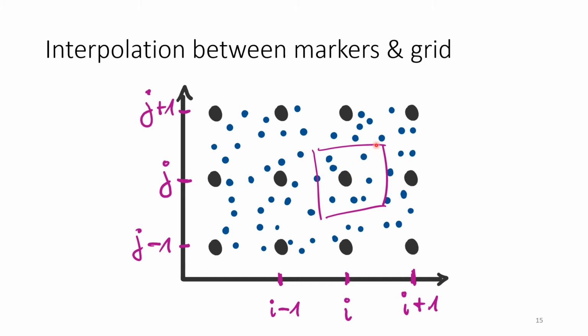So let's say this holds a concentration value, and I want to know the concentration at my grid point. I would interpolate from all the markers around my node the concentration at this point, and do whatever I need to do with this concentration.